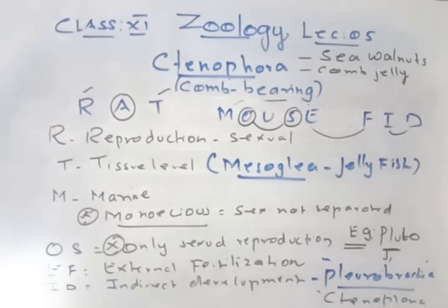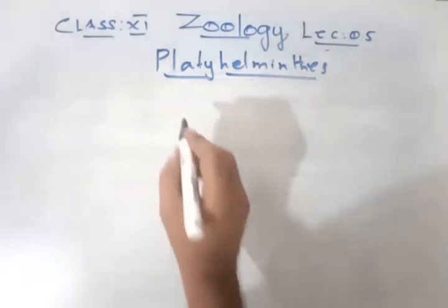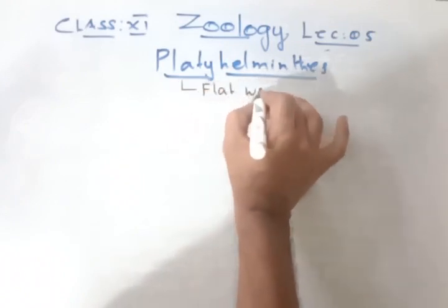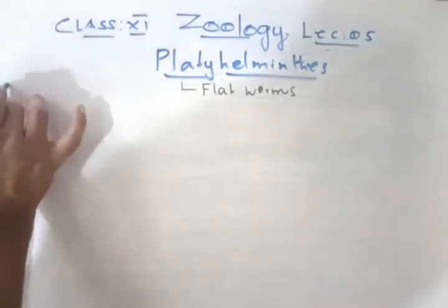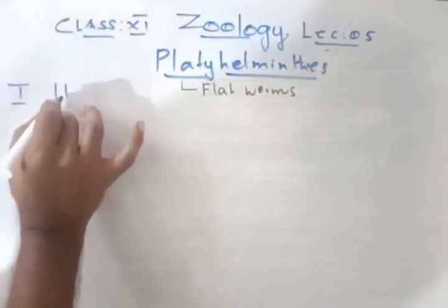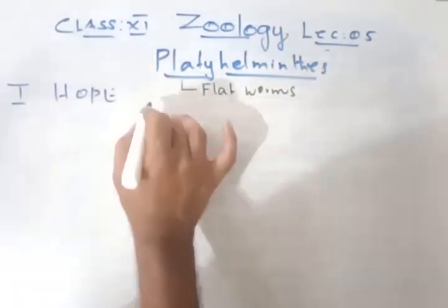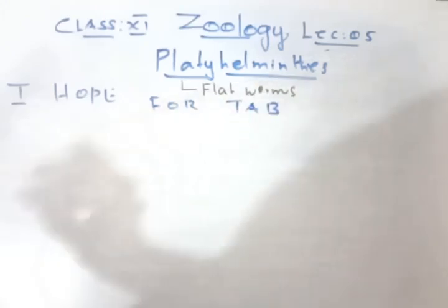Very simple, clear? Next phylum is Platyhelminthes. Platyhelminthes, you know, platy means it is flat, and helminthes means worms. So flatworms. Okay, now I will just give you a statement for remembering this. A simple statement: I hope for tap. So easily you can remember the statement, I hope for tap.